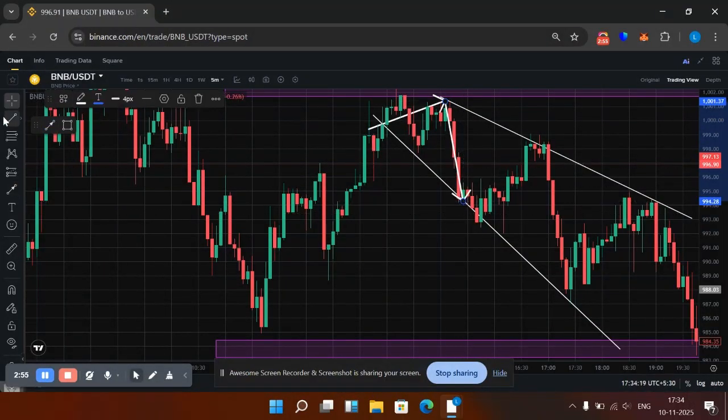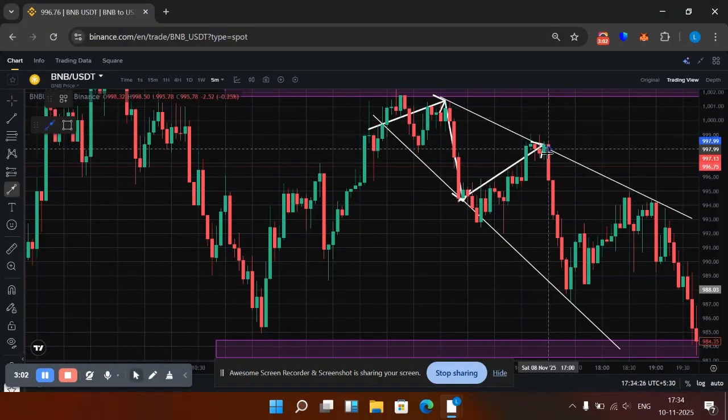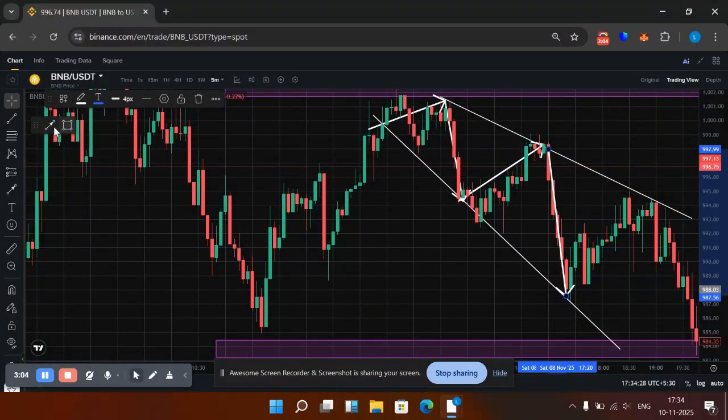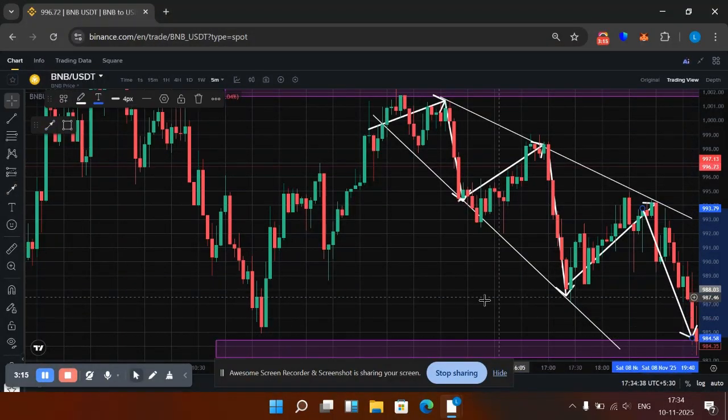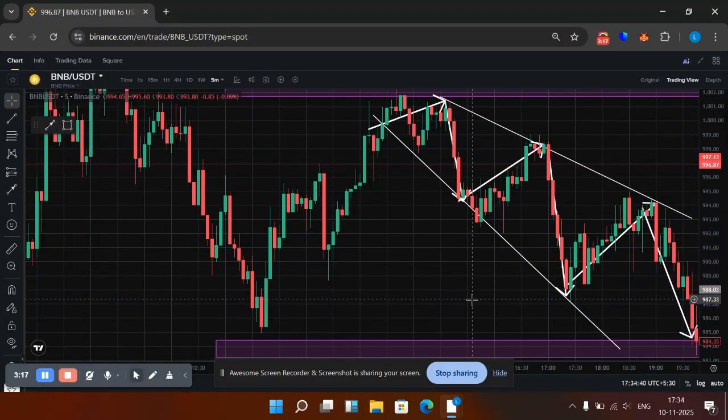2, 3, 4. They're going to be 6, yes. So it is a valid reason for our bullish. Now next is going to be bullish. Now it is not going to descend. It is going to be a bullish pattern. After this resistance, let's look what happens.